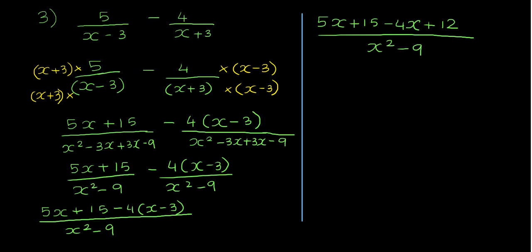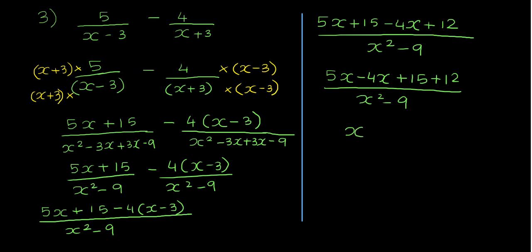Okay, the like terms are 5x and minus 4x. So I'm going to rearrange the like terms together. 5x minus 4x plus 15 plus 12, all of it divided by x squared minus 9. And 5x plus minus 4x is x. And 15 plus 12 is 27. So I'll have x plus 27 over x squared minus 9.